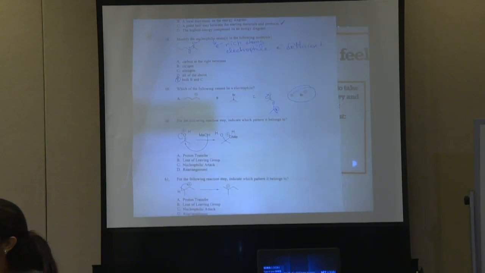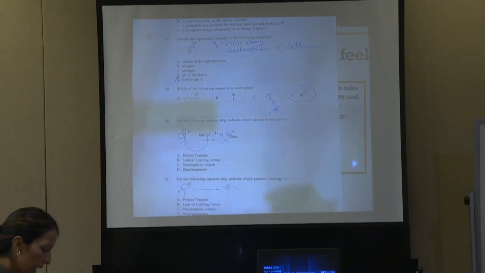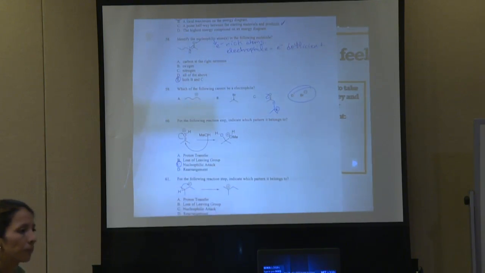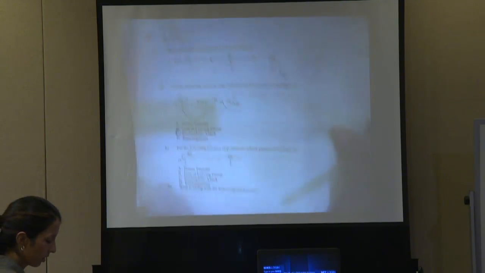Nucleophilic attack. Why? Because the double bond's electrons are going to oxygen, and that's going to become a carbocation. Awesome. So then the oxygen can attack that carbon, and it's forming a bond, right? So that's the definition of a nucleophilic attack. So, C? Everybody good? All right.